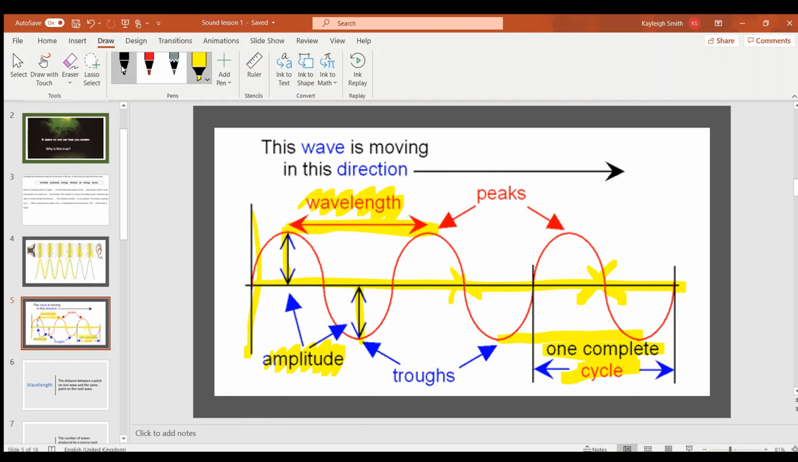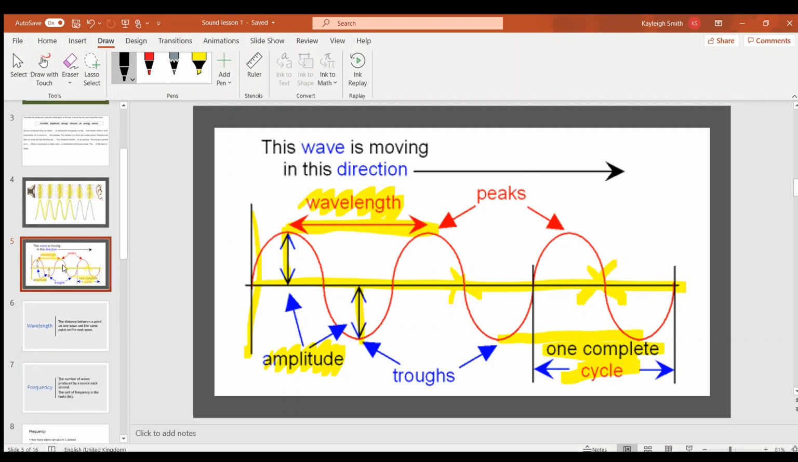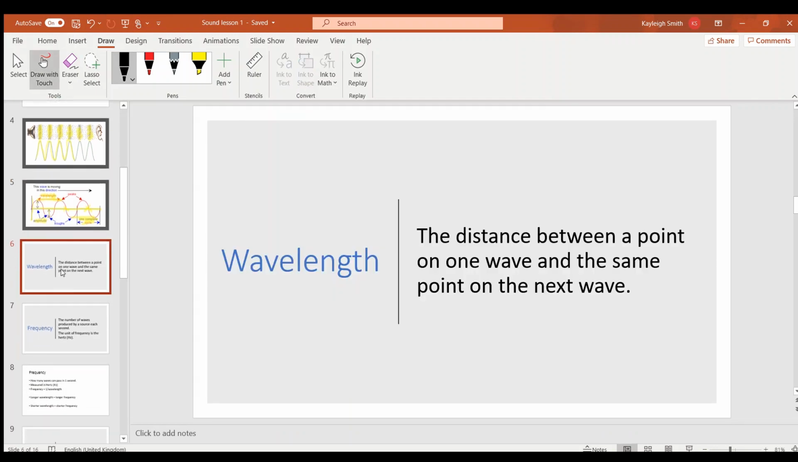So now we're going to have a look at the definitions for these different words. And you'll need to write these down somewhere where you're going to look at them and remember them. So the wavelength, as we said before, is the distance between a point on one wave and the same point on the next wave.